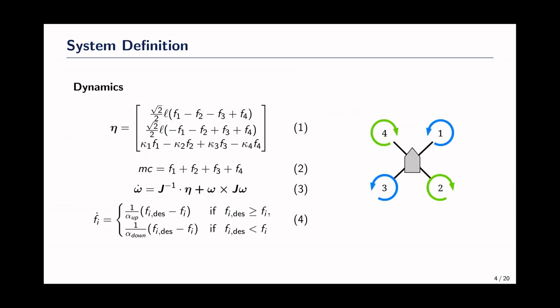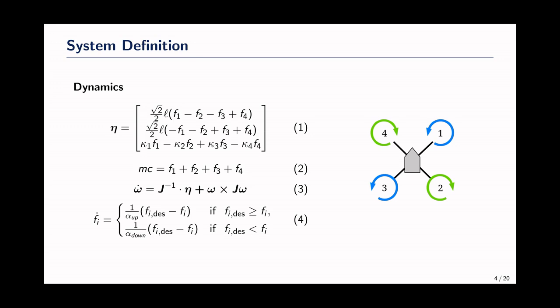So let's talk about the system. We're going to talk about a quadrotor in this project that has the dynamics listed in 1 through 4, where in equation number 1, eta is our body torques, so roll torque, pitch torque, and yaw torque, and it's a function of F1, F2, F3, and F4, which are the forces produced by each rotor. That third equation has some kappas in there. The kappa is the rotor torque constant. It just translates your force to your torque. So given a force that your propeller is producing, kappa turns it into a torque.